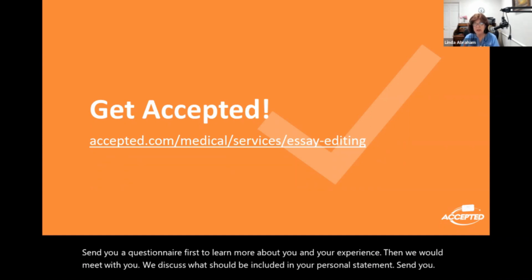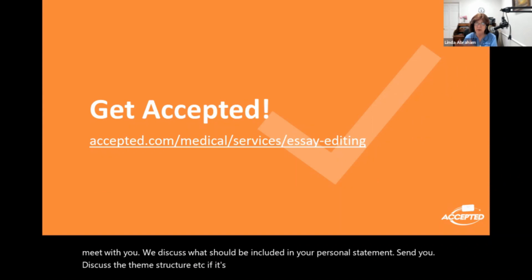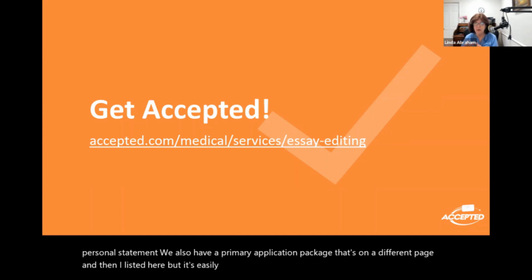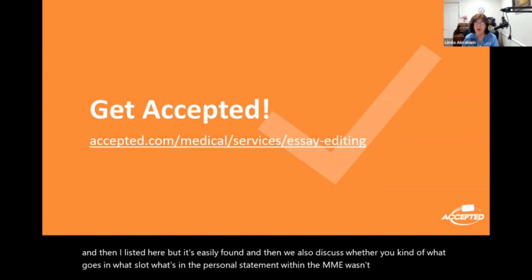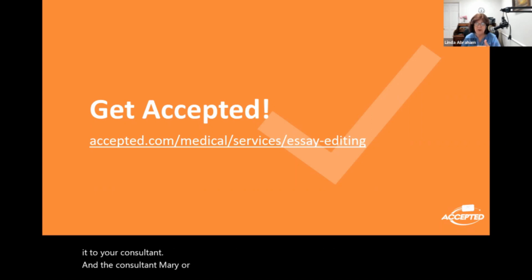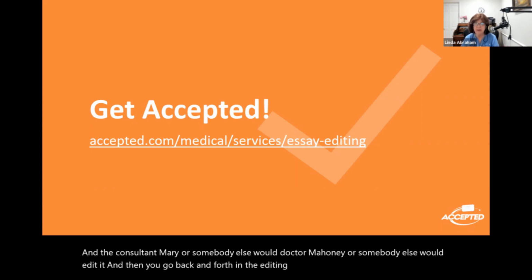We discuss what should be included in your personal statement, the theme, structure, etc. If it's a personal statement only, we'd only discuss the personal statement. We also have a primary application package. It's on a different page than I've listed here, but it's easily found. Then we'd also discuss what goes in what slot: what's in the personal statement, what's in the MME, what's in the activity descriptions, etc. Then you would get an outline for the personal statement. You'd write the draft on your own. The outline provides structure and direction. You send it to your consultant, and the consultant, Mary or Dr. Mahoney or somebody else, would edit it. Then you go back and forth in the editing process until you're ready to submit.